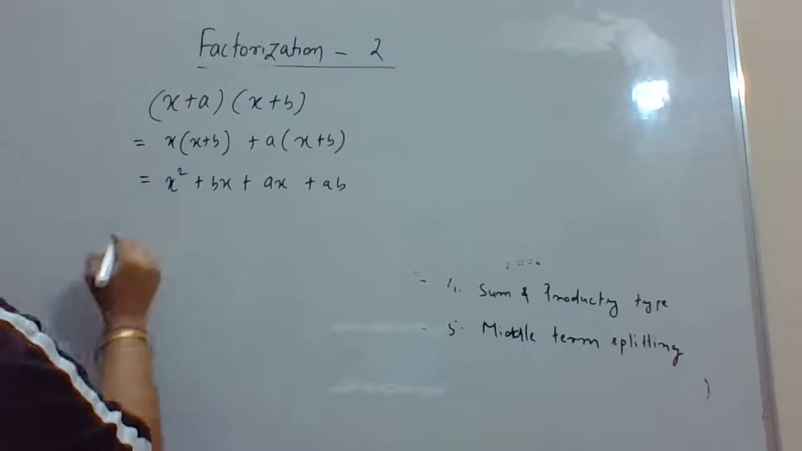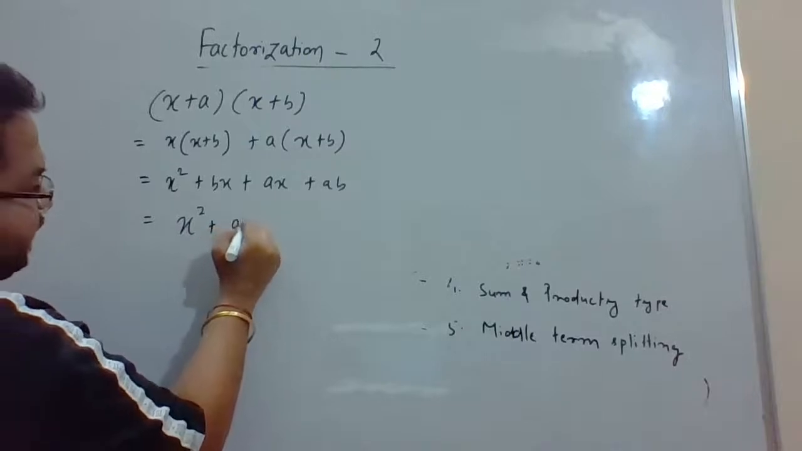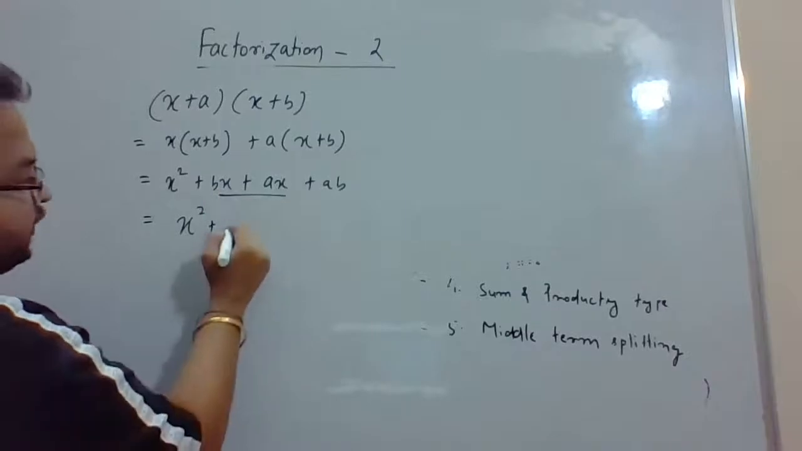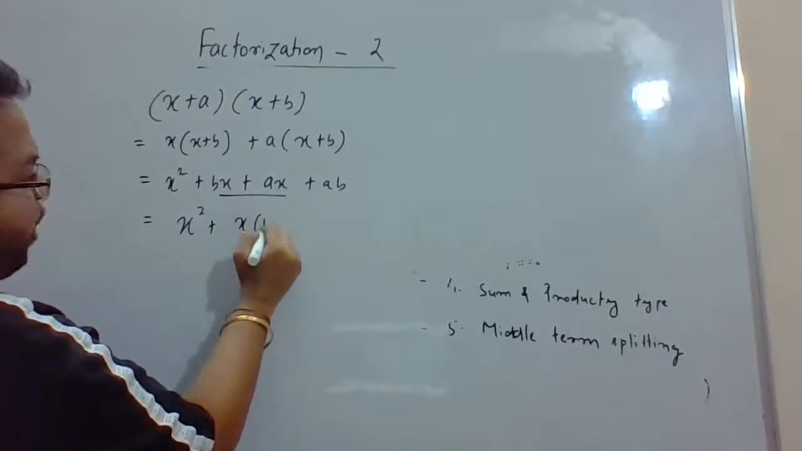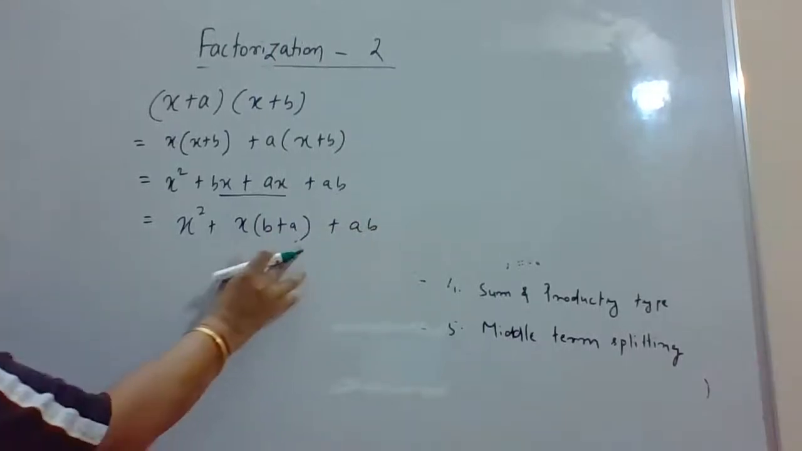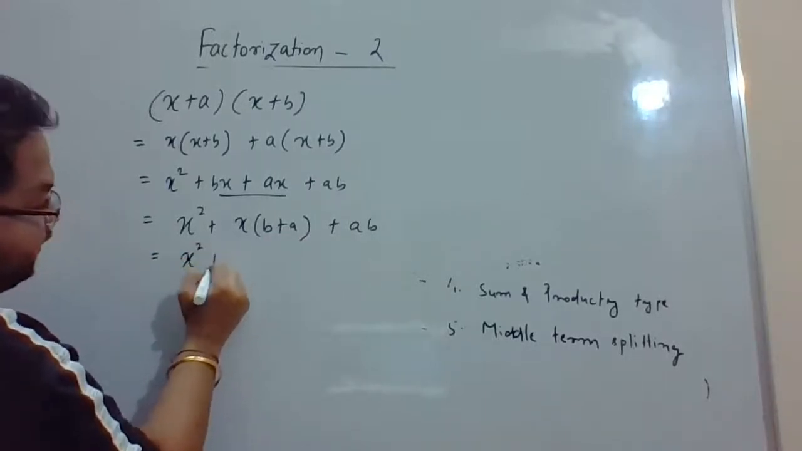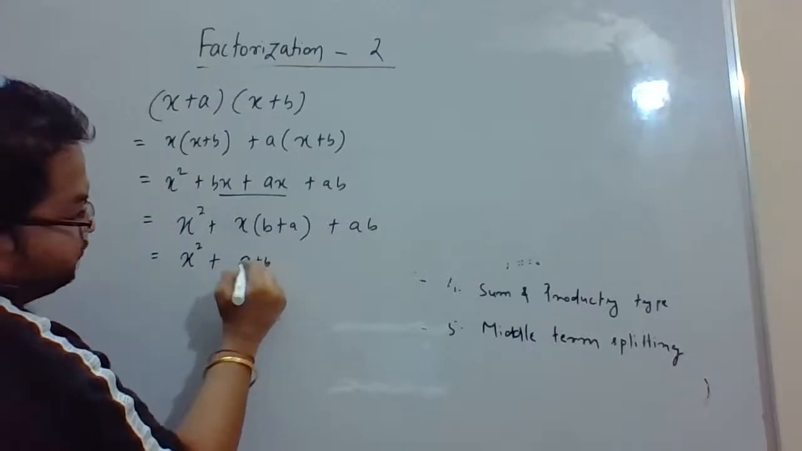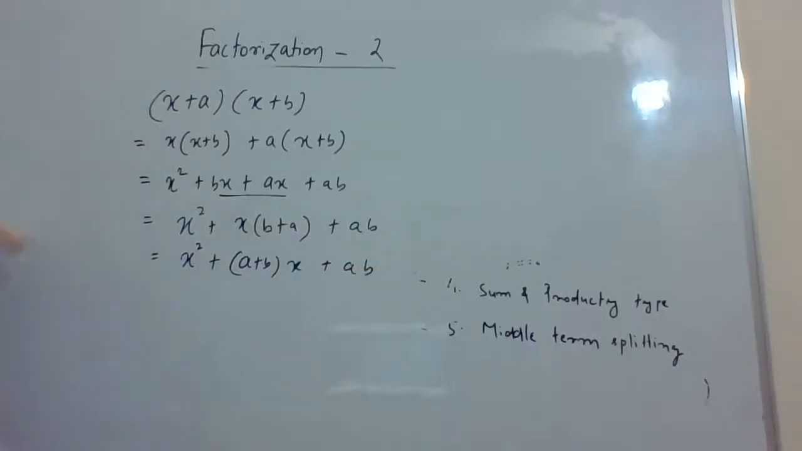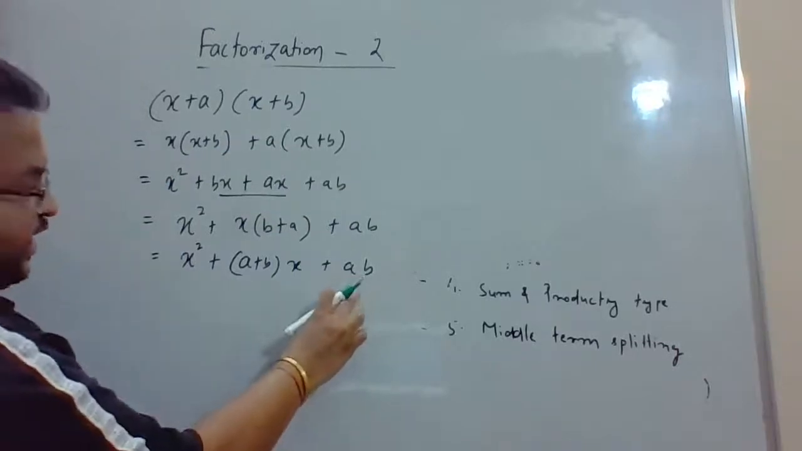If I arrange it slightly, I can rewrite it as x squared plus, taking x as the common factor between these two terms, x into b plus a, and then ab. Let me do a bit of rearrangement. I can rewrite this as x squared plus a plus b into x plus ab. My initial expression was given like this, and I arrived at this.